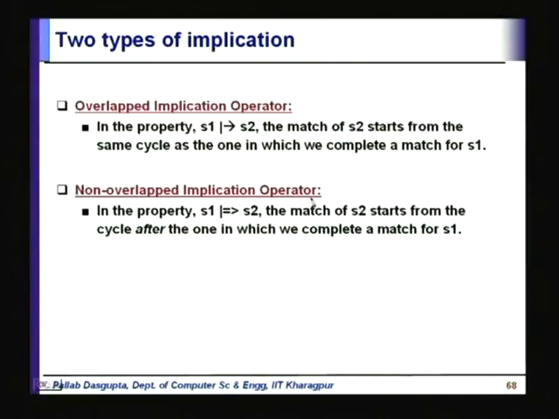And the non-overlapped implication operator, which looks like this, the match of S2 starts from the cycle after the one in which we complete a match for S1. So, here that hash 1 is implicit. So, if S1 matches at t, then the match for S2 will start at t plus 1. Okay.